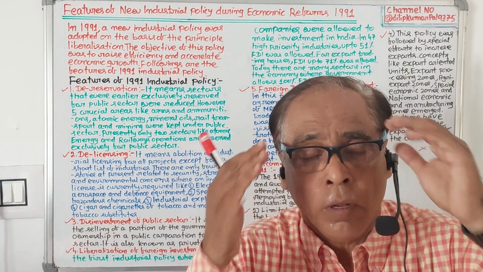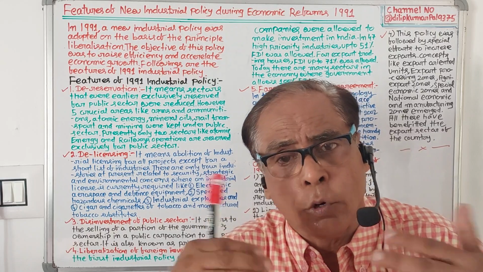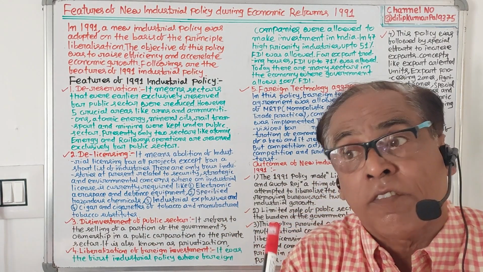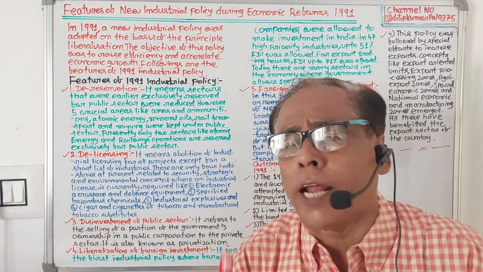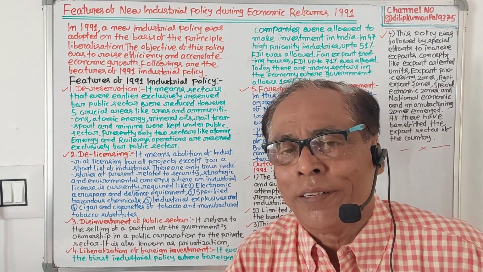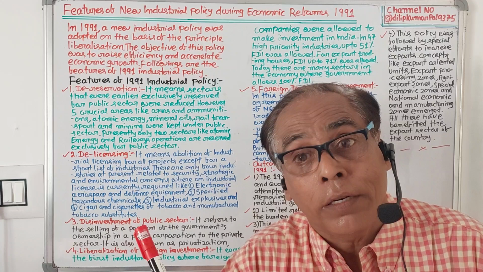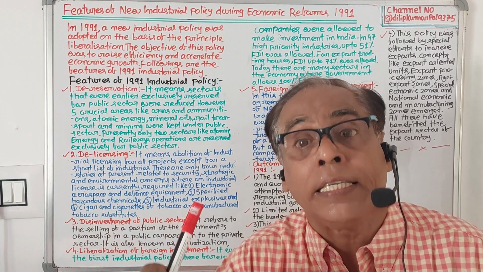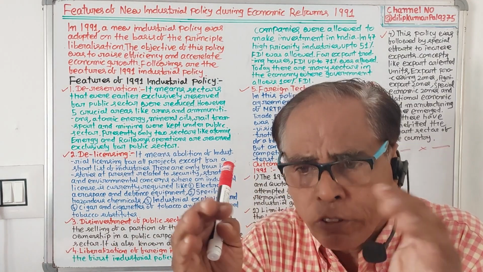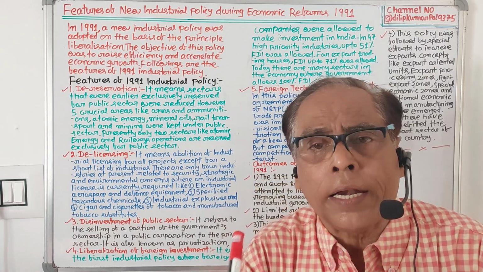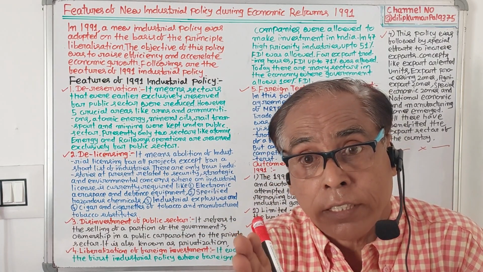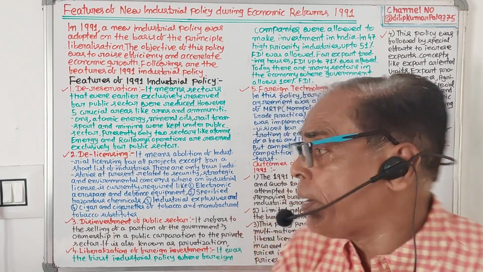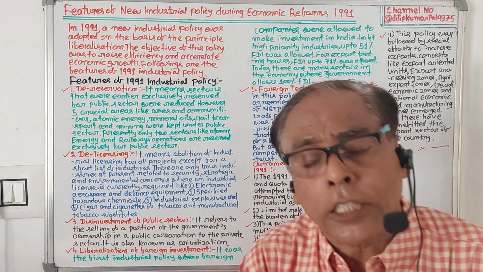De-licensing means previously it was necessary to obtain license from the government to start a project. So it is an obstacle for industrialization. But in 1991 industrial policy, it was decided for de-licensing except for some specific areas which are important from the security, environment and strategic point of view.